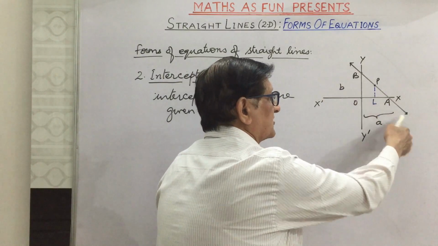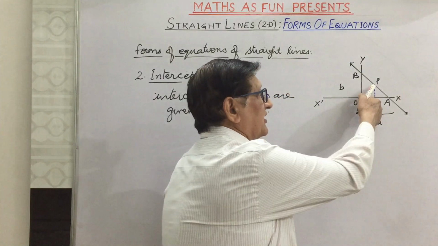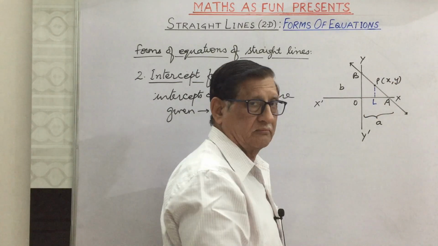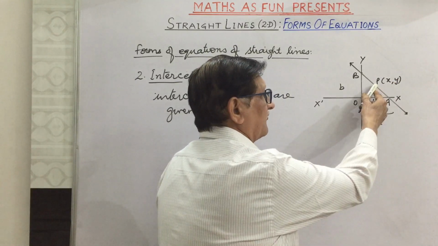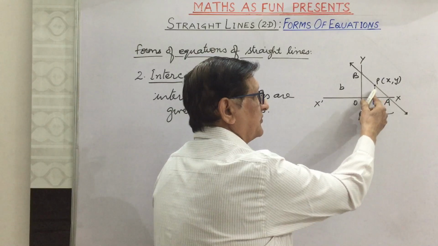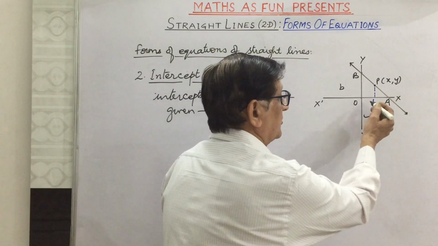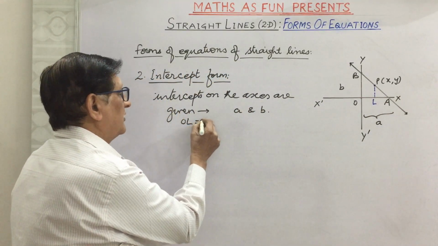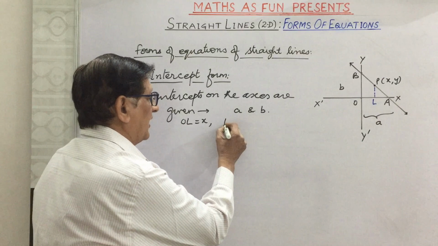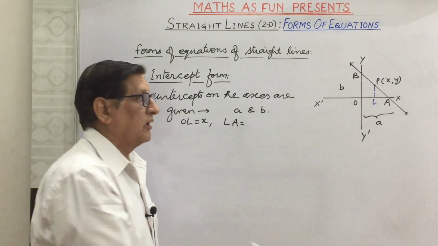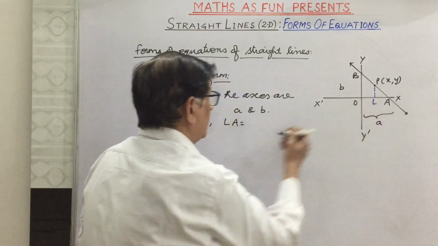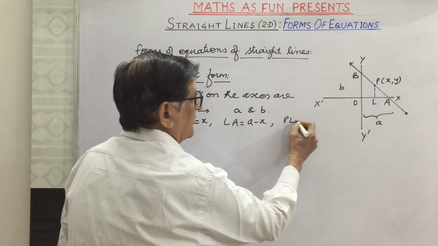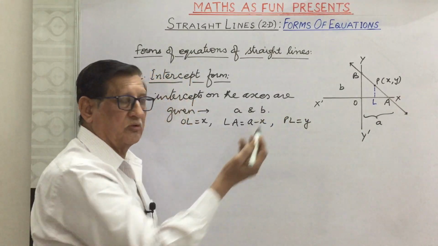To find out the equation of this particular line, again we take a point P here, the coordinates of which are x, y. If we draw a perpendicular from P to the x-axis, that is PL, then we know that OL will be X, that is the X coordinate of this, so OL is equal to X. Then what about LA? LA will be A minus X. PL is equal to Y, that is the Y coordinate of it.